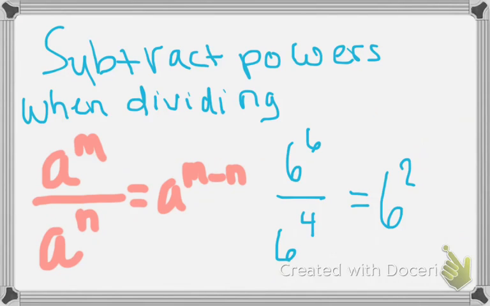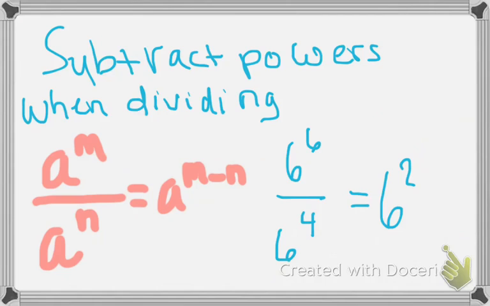The next rule states to subtract powers when dividing. So the first problem says a to the power of m over a to the power of n. Because the variable is the same, you will carry it over, which would be a. But because you have different powers, you must subtract. So you will do m minus n. So your answer will be a to the power of m minus n, whatever those numbers may be.